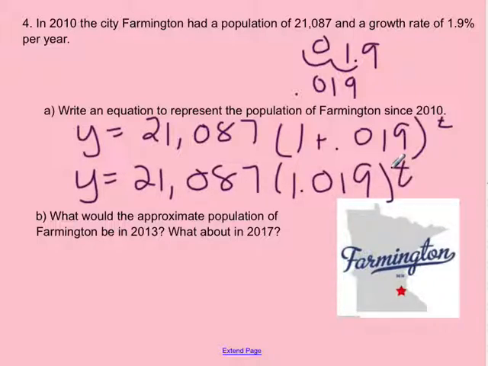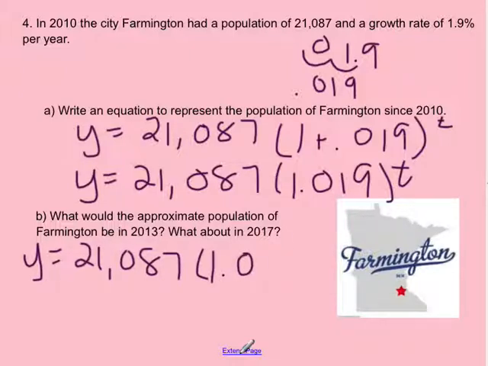Then it wants us to estimate the population of 2013 and 2017. So first, how many years passed between 2010 and 2013? Well, 3. So that's what I'm going to plug in for t. So I get y is equal to 21,087 times 1.019, and that's going to be raised to the 3 power. You're going to plug that into your calculator. Go ahead and do that.